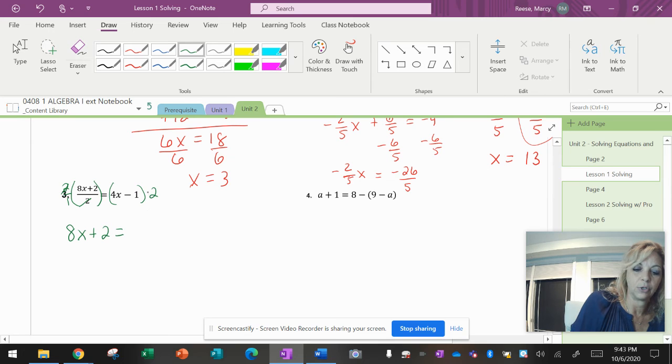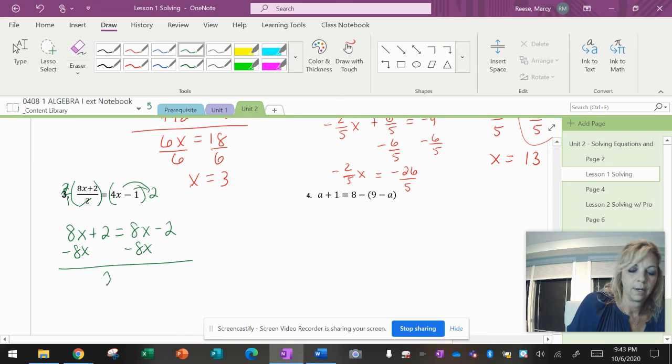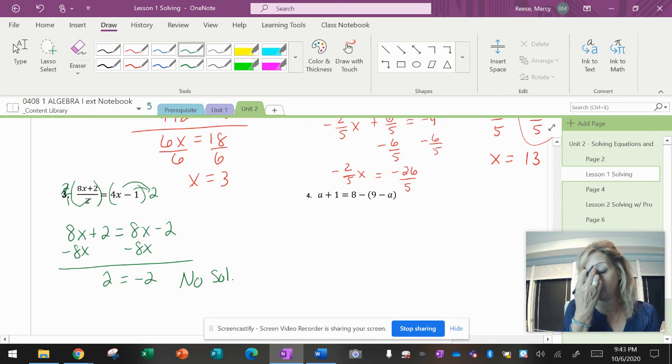And then I'm going to distribute to this side, right? And I see something. I see they both have 8x. So when I go to subtract this 8x, I got 2 equals -2. And that, because they don't match, is a no solution. Remember up above, that middle one?